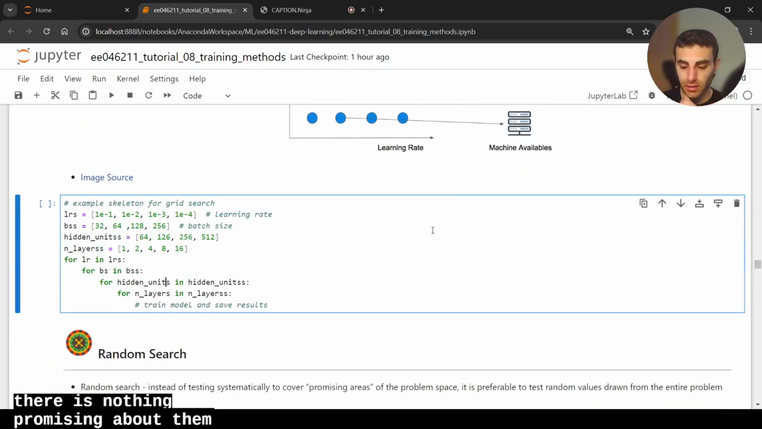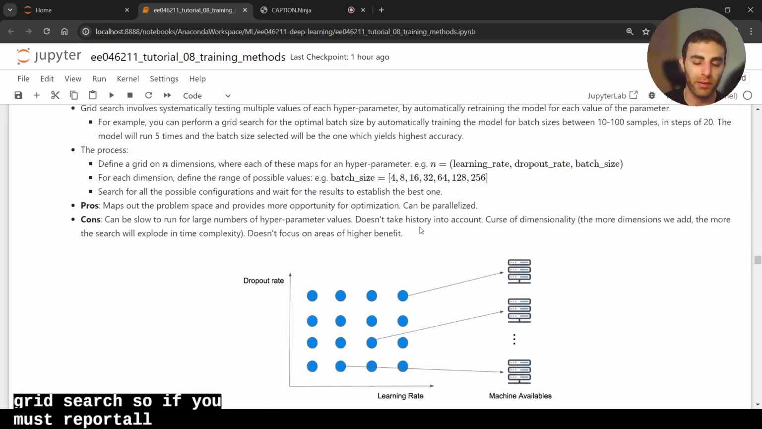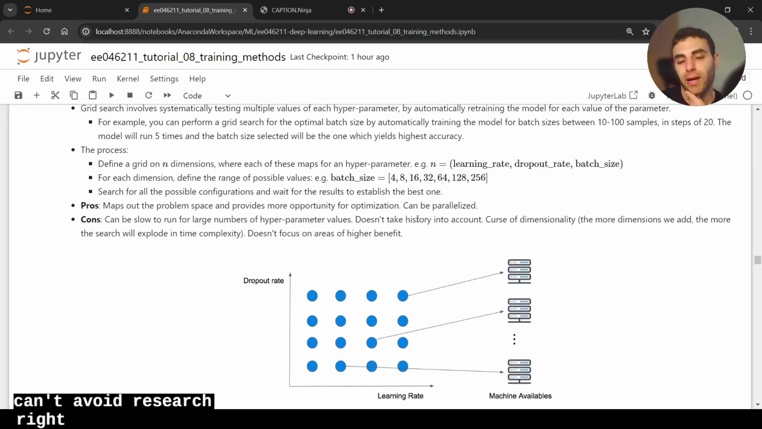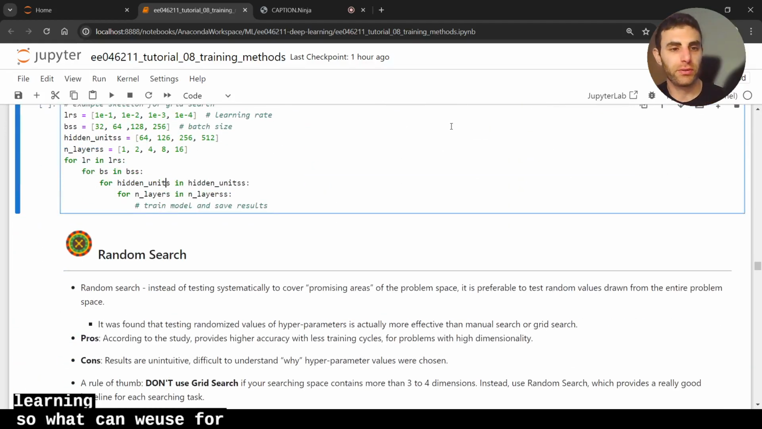Okay, so when should you use grid search? If you must report all the hyperparameters, for example, you are writing a paper and you must report the values, then you can't avoid grid search, right? But otherwise, don't use grid search for deep learning. So what can we use for deep learning? We can use random search.